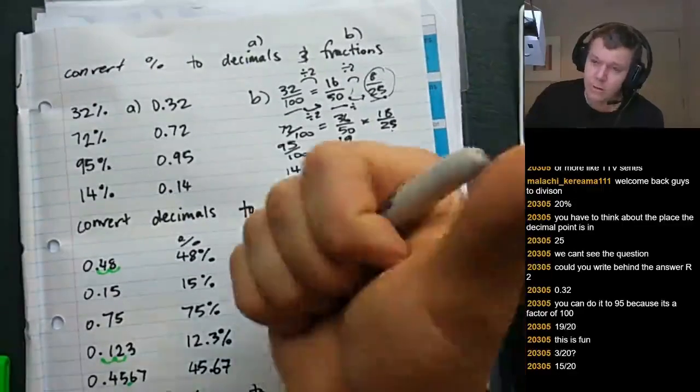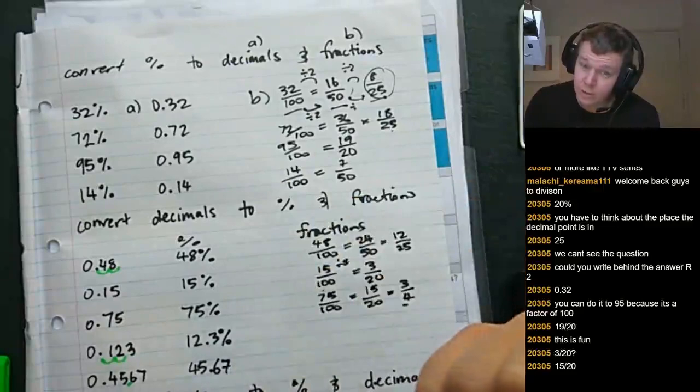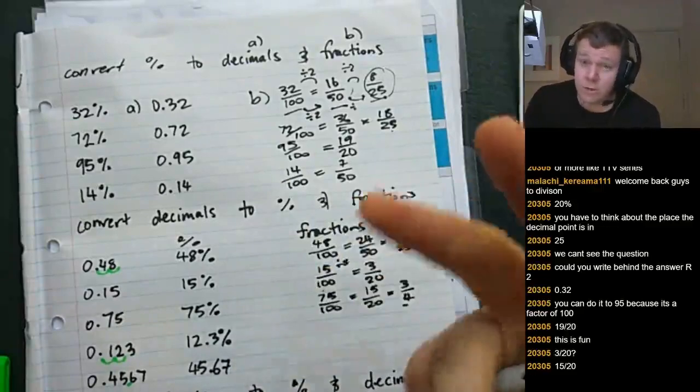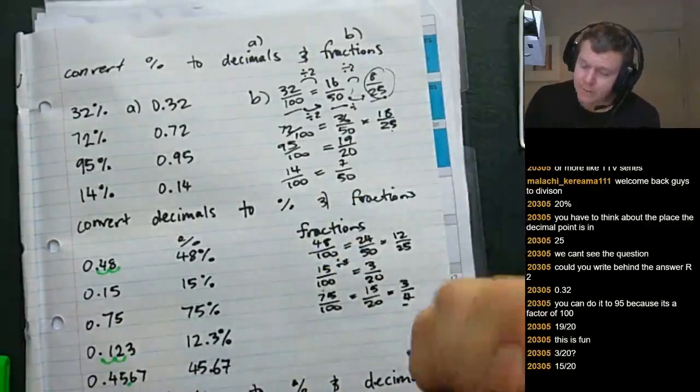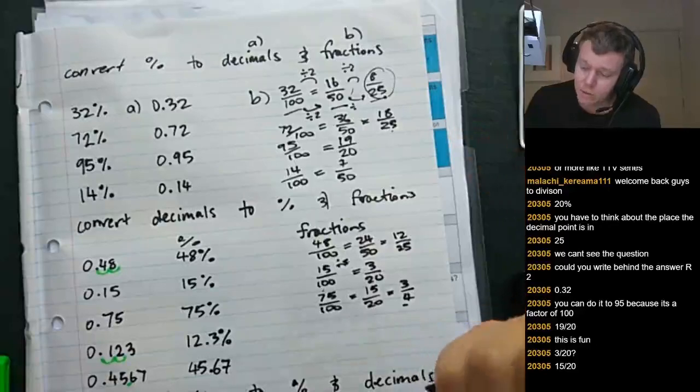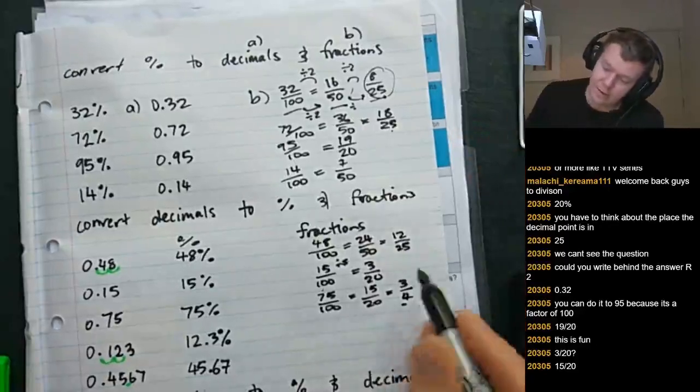25% is 1/4. 50% would be 2/4. Well, 2/4 is the same as a half, right? So 50% is 2/4 or a half, and 75% is 3/4.